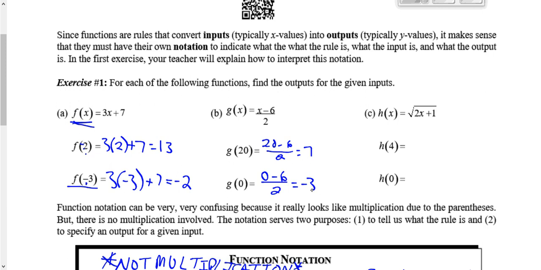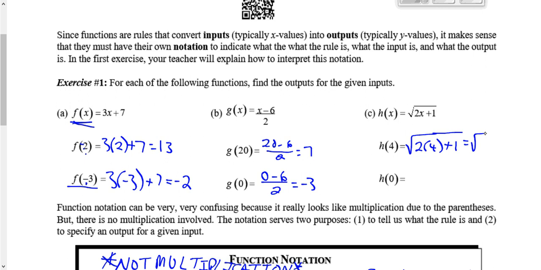That's just a square root. Just do order of operations. The square root acts like a grouping, so you do the stuff inside first. So h of 4 would be the square root of 2 times 4 plus 1. Not the square root first, you do the square root part last.